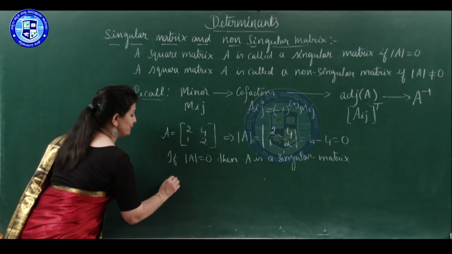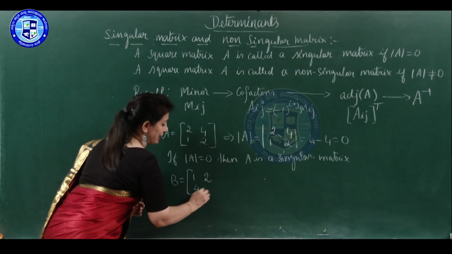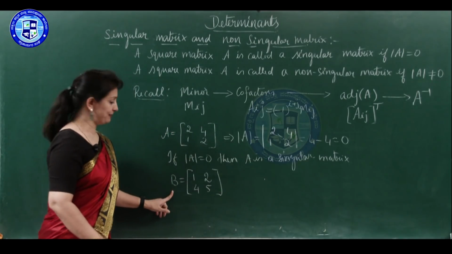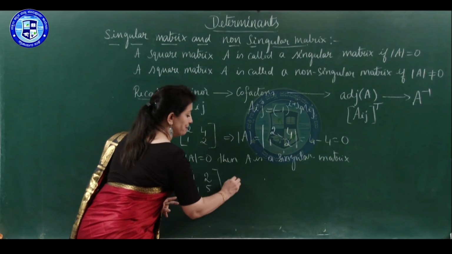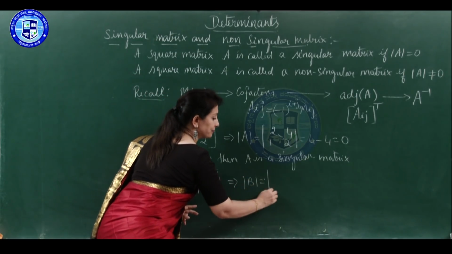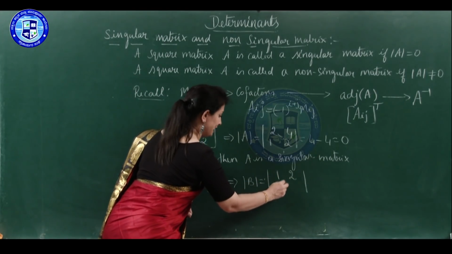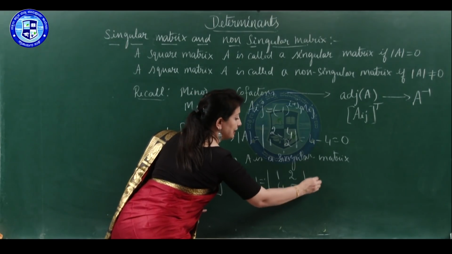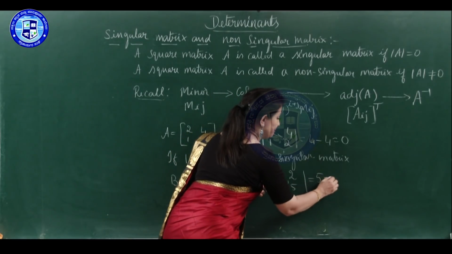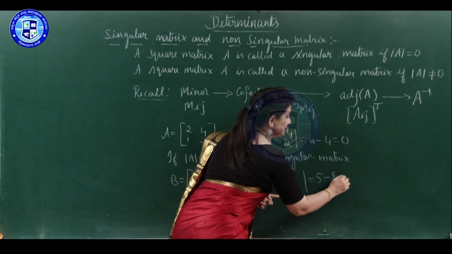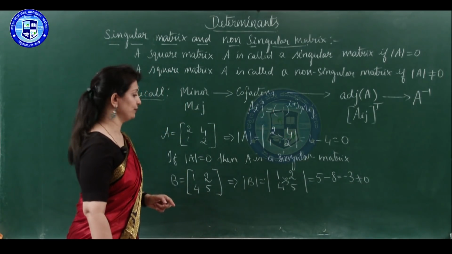Now, look at one more example. Matrix B equals 1, 2, 4, 5. Matrix B is a square matrix of order 2. The elements are given here. What is the determinant of B? The determinant with elements 1, 2, 4, 5. Cross multiply: 5 minus 4 into 2, which is 8, that is minus 3, which is not equal to 0.